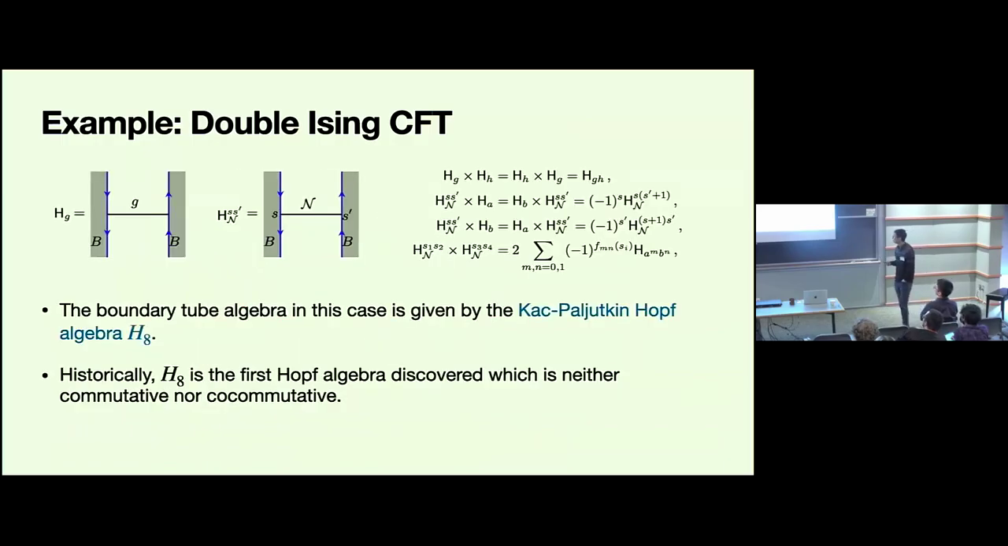Now, in case you impose this symmetric boundary condition B at the entangling surface, you can explicitly show that the symmetry algebra generated by these open string operators is something well known in mathematics. It was first discovered by Kac and Paljutkin. It's an 8-dimensional Hopf algebra. So the details are not important, but the fun fact is that historically this Hopf algebra is the first Hopf algebra that was discovered which is neither commutative nor cocommutative. So it means that the representation category of this Hopf algebra is neither Rep G nor Vec G.